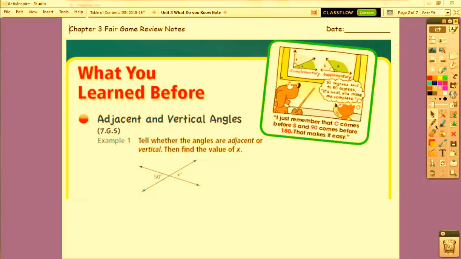This will be the last screencast that you're going to watch today, and we're just going to do a couple example problems with what you learned about complementary, supplementary, vertical, and adjacent angles. So this is on the note sheet. You can follow along with me.